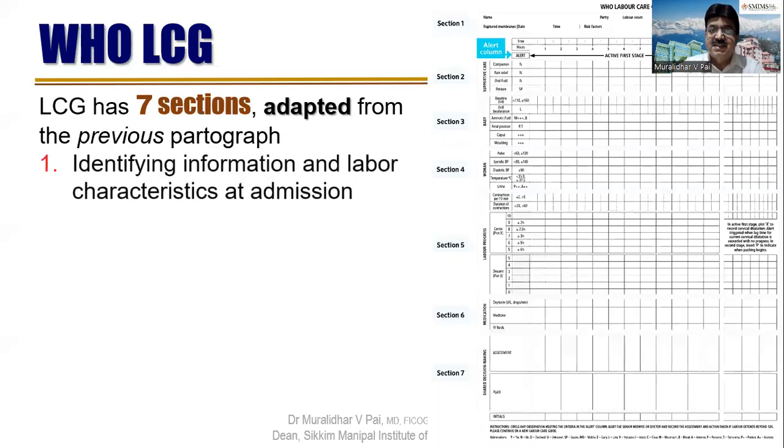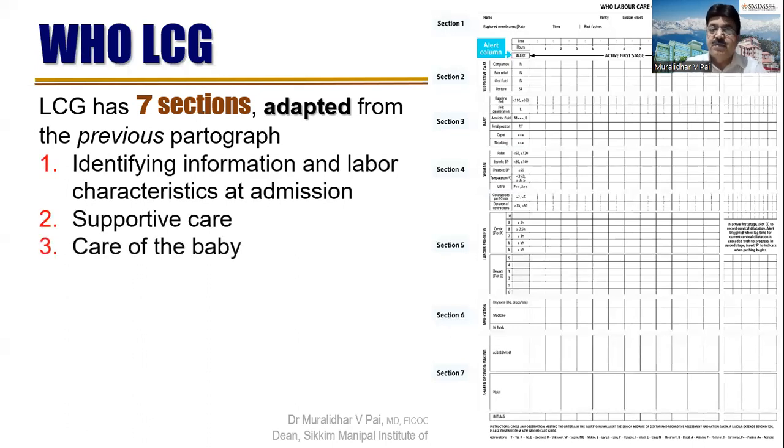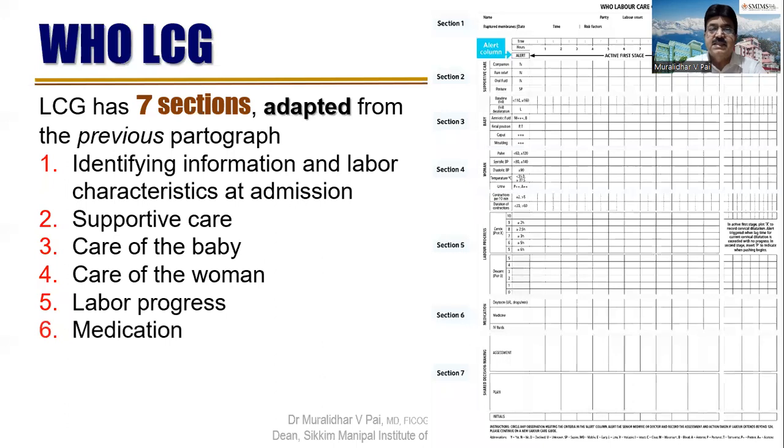So what are these 7 sections? First is identification, second is supportive care, third is care of the baby, I'm running because I've already told this yesterday. And care of the woman and labor progress. 6 is medications and 7 is shared decision making.